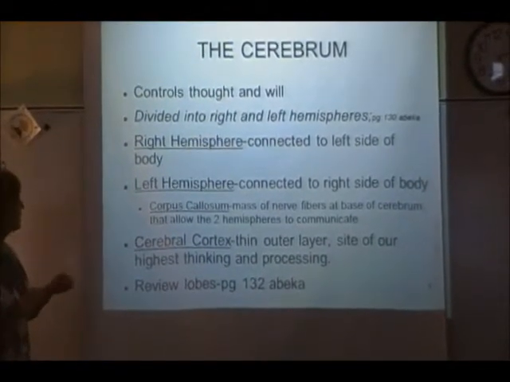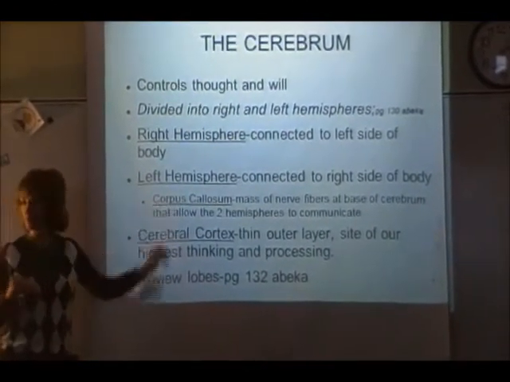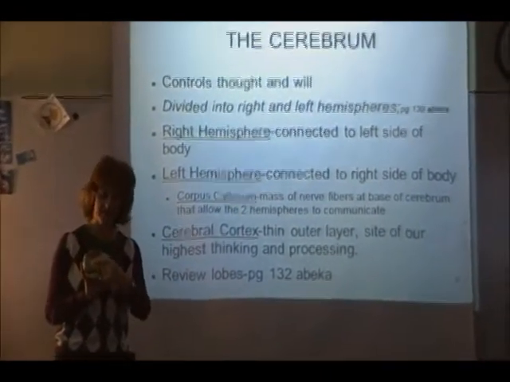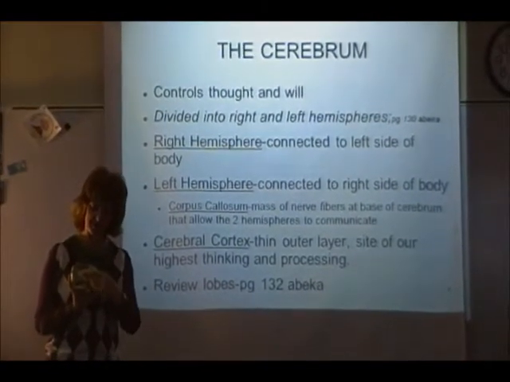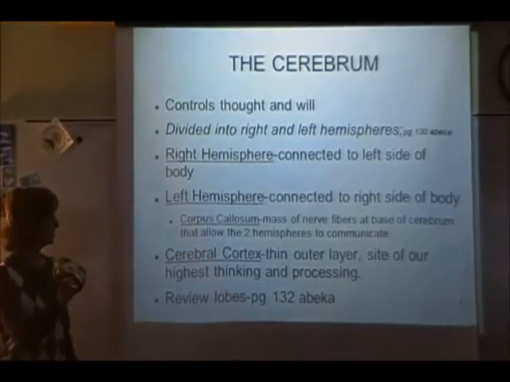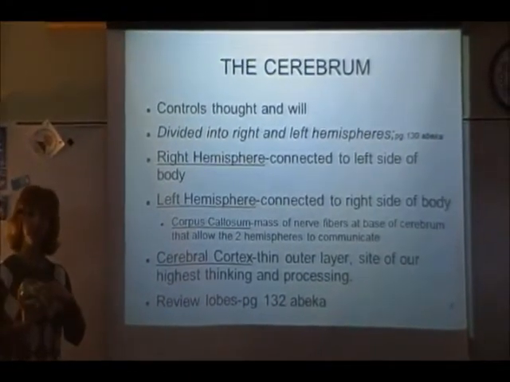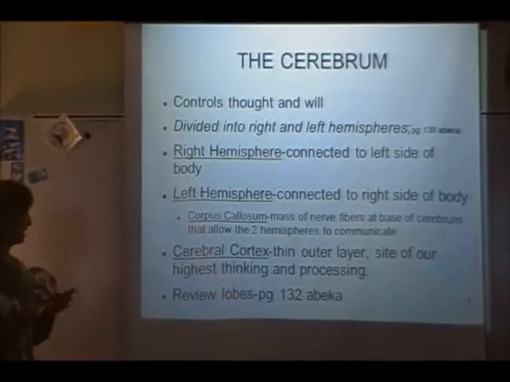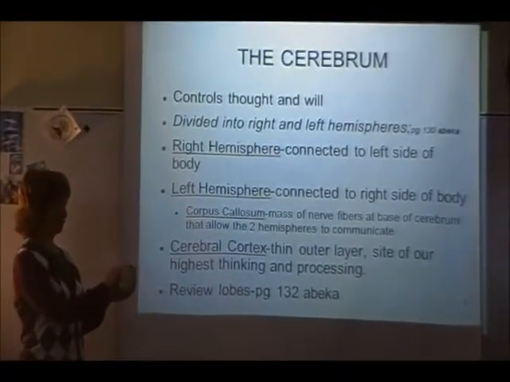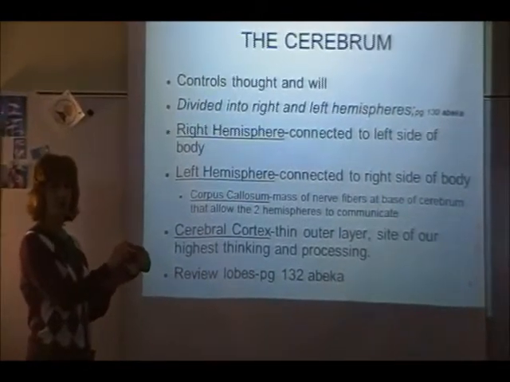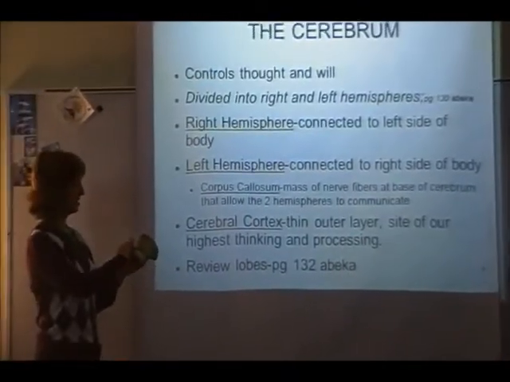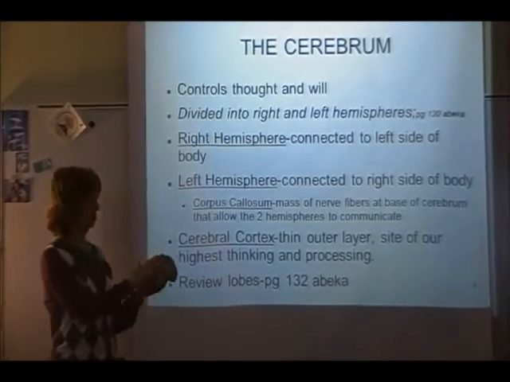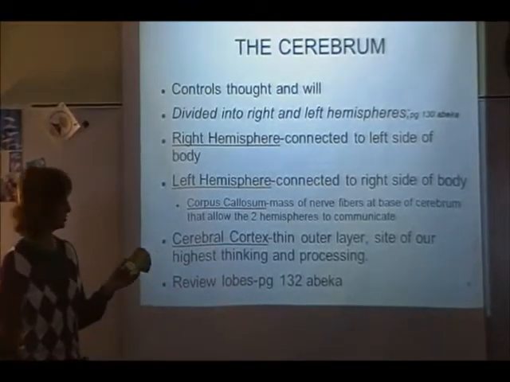Okay, so moving right along, in between the 2 hemispheres, this area right here is what connects them together. It's how they talk to each other. It's called the corpus callosum, and that's a communication system of nerve fibers to allow the 2 parts of the brain to talk. Now the cortex, which is not really shown on this model, is a very thin layer. It's the outer layer. It's the part where most of our highest level of thinking occurs.